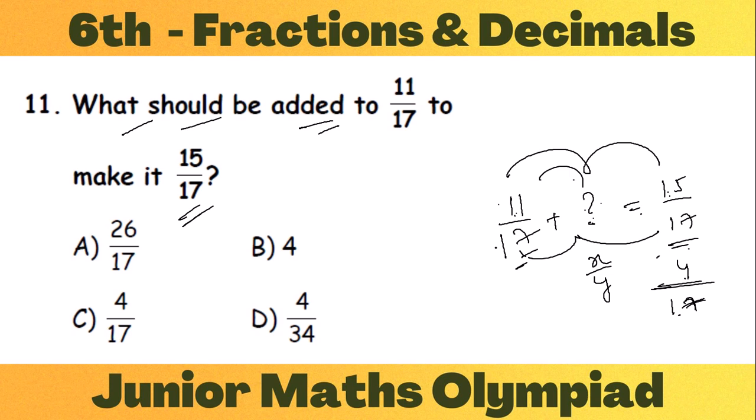Means out of 17 parts, 11 parts are there. To make them 15 parts, if we add 4 more parts out of 17, then it will become 15 by 17. 11 by 17 plus 4 by 17 equal to 15 by 17. So the missing fraction is 4 by 17.